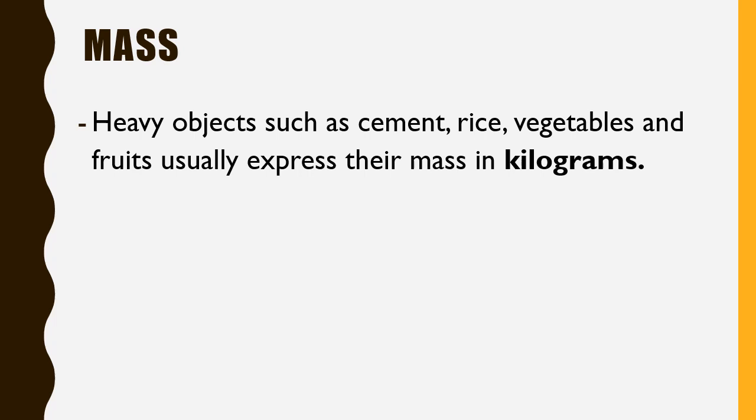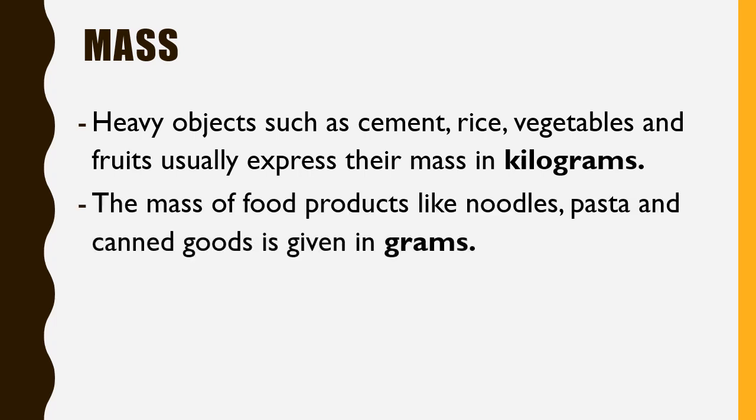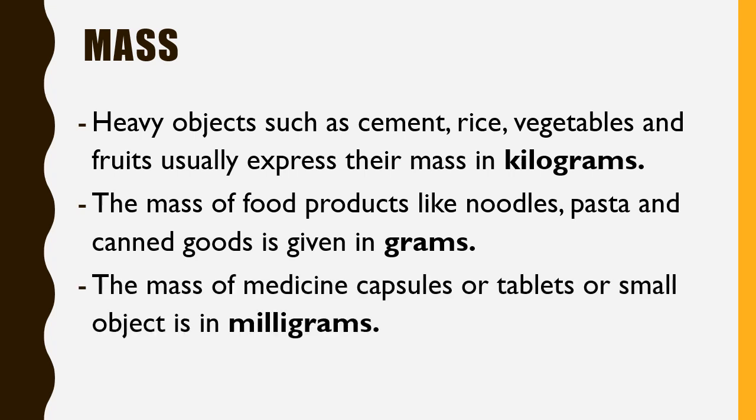Heavy objects such as cement, rice, vegetables, and fruits usually express their mass in kilograms, while the mass of food products like noodles, pasta, and canned goods is given in grams. On the other hand, the mass of medicine, capsules, tablets, or small objects is in milligrams.